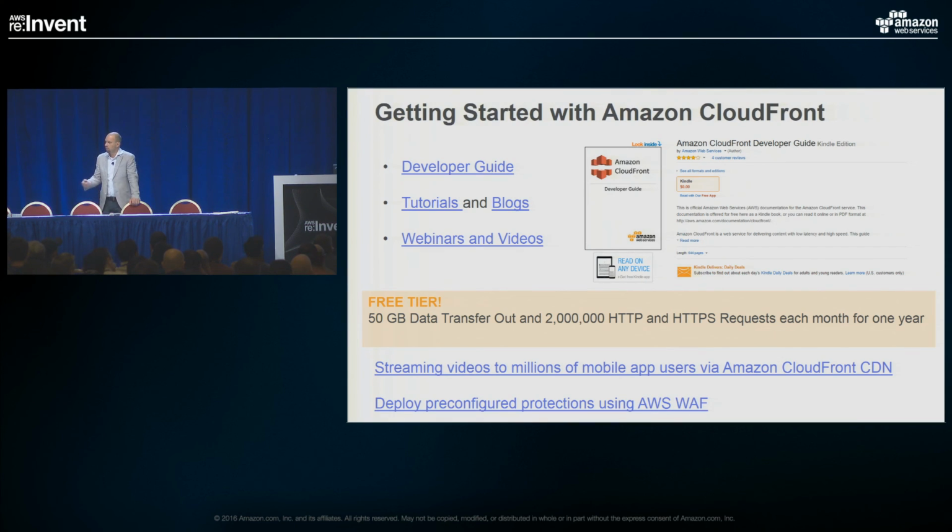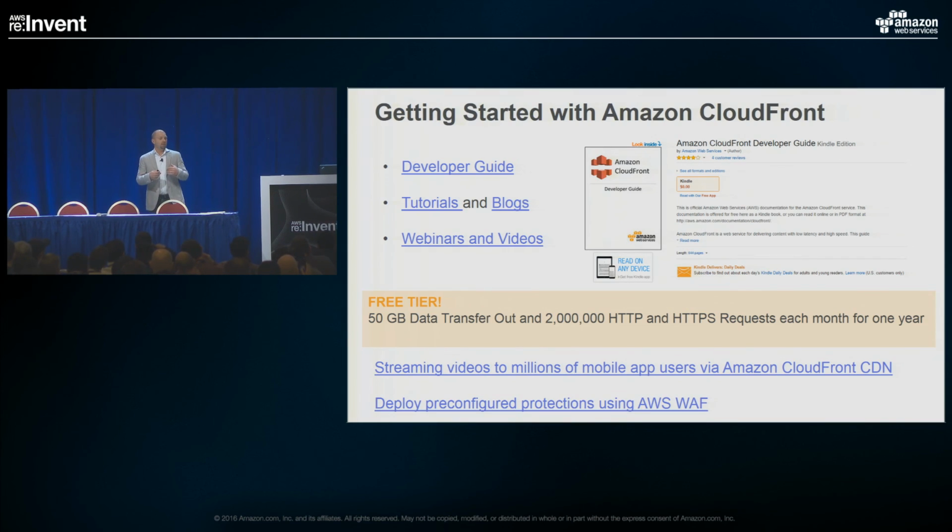There's a free tier. You get 50 gigabytes of delivery every month and 2 million requests on HTTP or HTTPS. This allows you to try before you buy, right? So it allows you to get familiar with how to set up CloudFront, either in a test environment or in a production environment, and understand how the CDN is going to work at no charge. There's a couple links here to some of the AWS blogs about integrations with automated rules and serving videos to millions of customers with a mobile application.